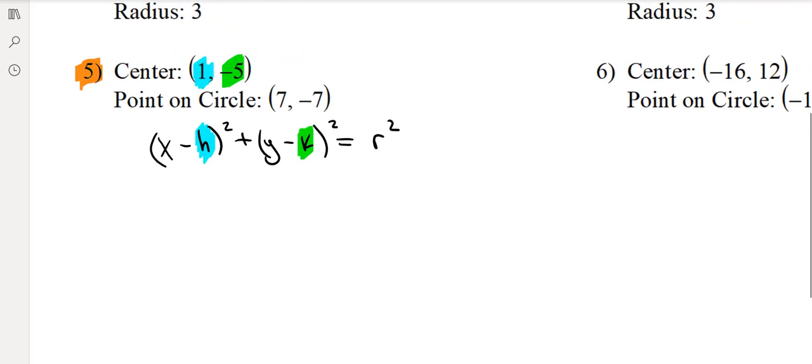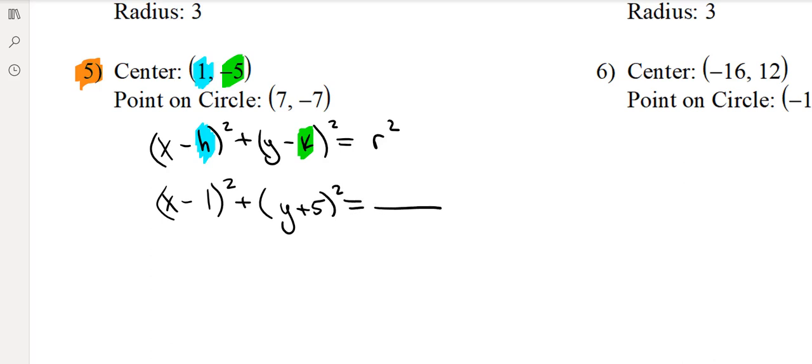But when we can get this part set up, so far I've got (x minus 1) squared plus, and then instead of saying y minus negative 5, you're just going to write (y plus 5) squared equals, and this is the value that we don't know yet. We don't know the value of r squared. We don't know how much the radius is.